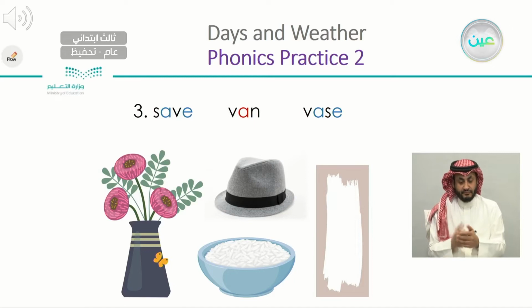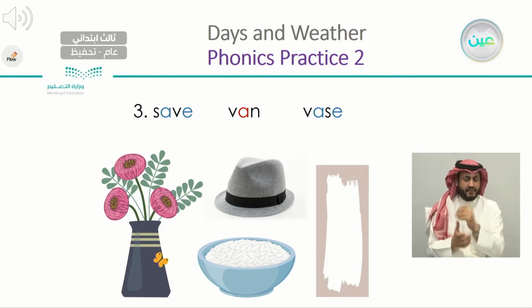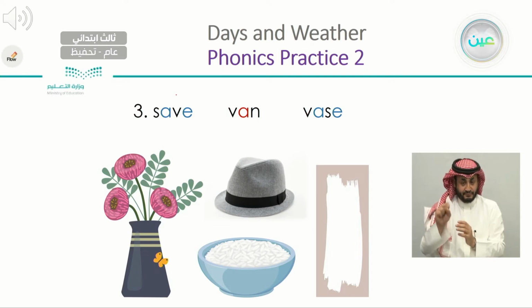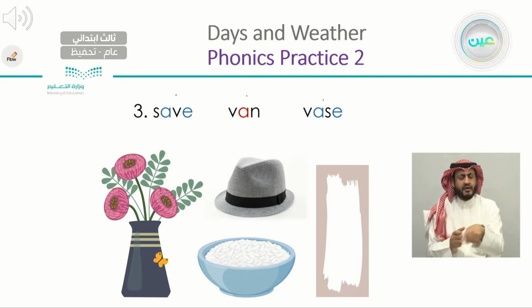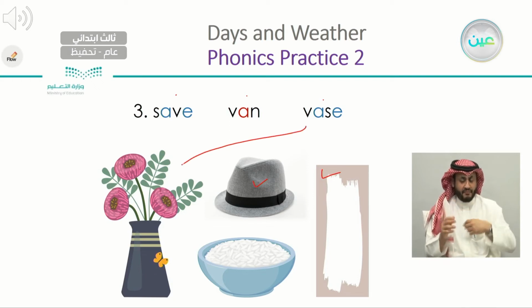Number three. Vase. Okay. This word is save, van, vase. Which of these pictures is a vase? So we know this one is a hat. This one is white. This one is vase. Excellent. Vase with the long A sound.